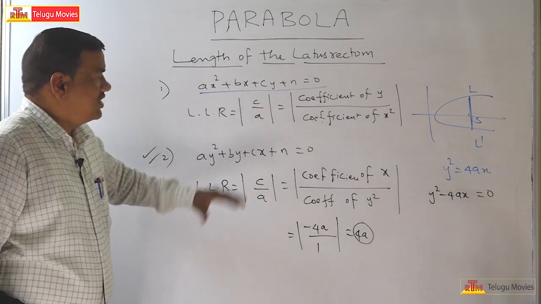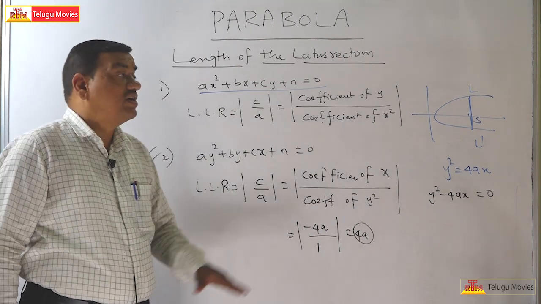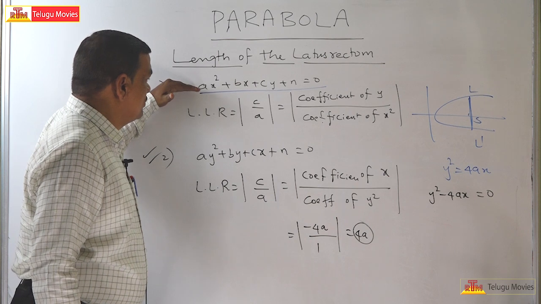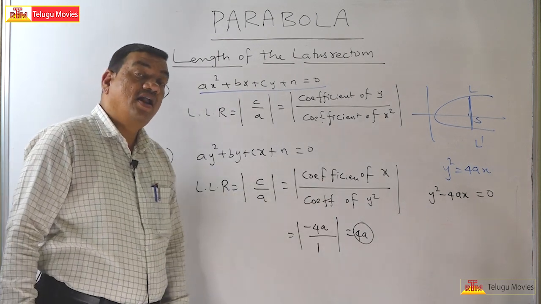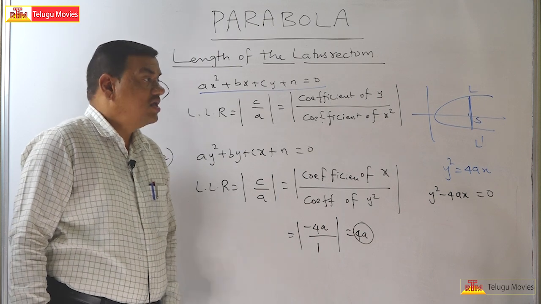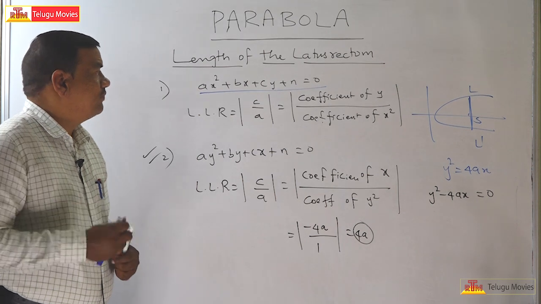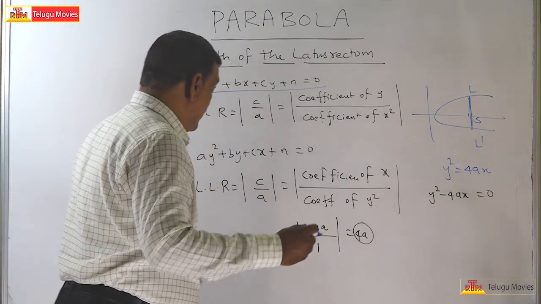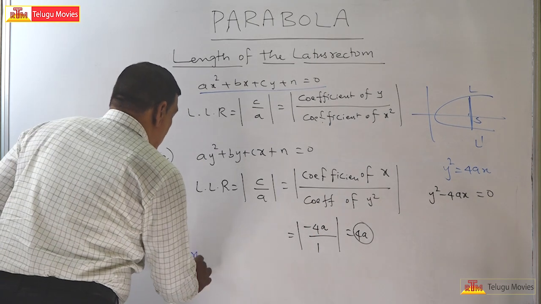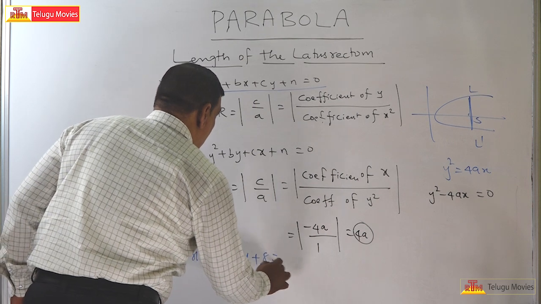Okay, now. So these are the two very important results. So depending upon the equation of the parabola, either it is in the x square or y square format, we can find the length of the latus rectum. Okay, now. So these are very useful. Why? Because for example, sometimes if any equation is of the form, for example, 2x square minus 4x plus 3y plus 8 is equal to 0.